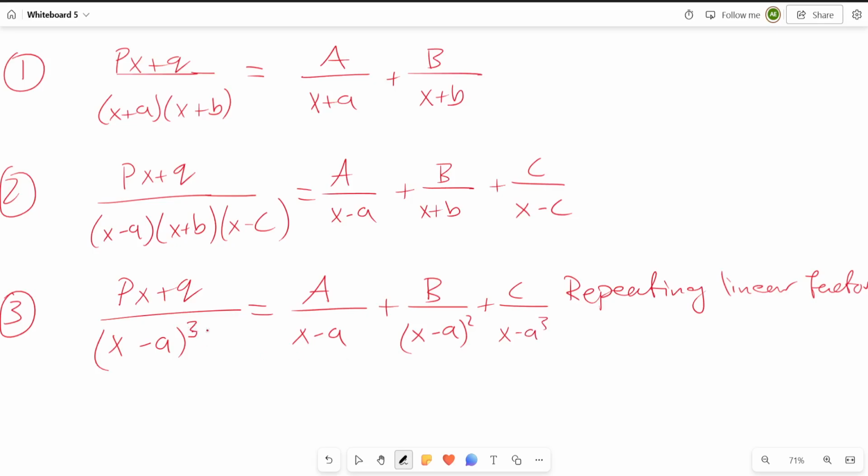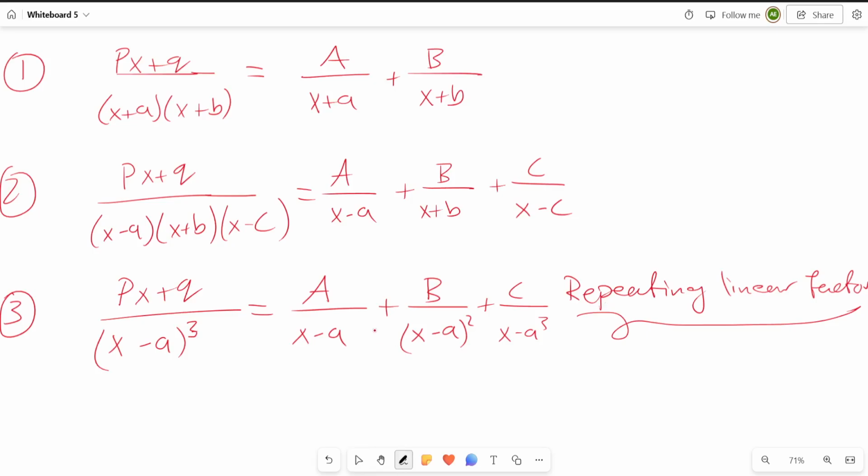If this was to the power of 5, then it's going to be x minus a times x minus a plus b over x minus a squared plus c over x minus a cubed plus d over x minus a to the power 4 plus f over x minus a to the power 5, and so on. Okay, so this is super important, and it's super important to distinguish that we have a repeating linear factor.